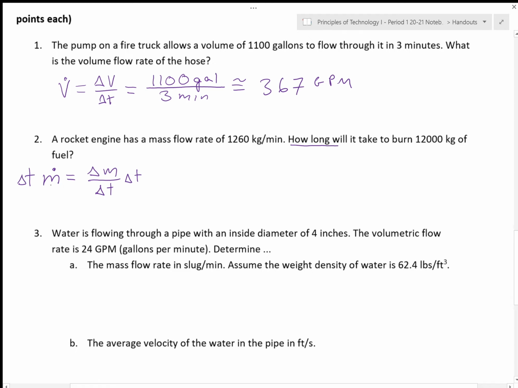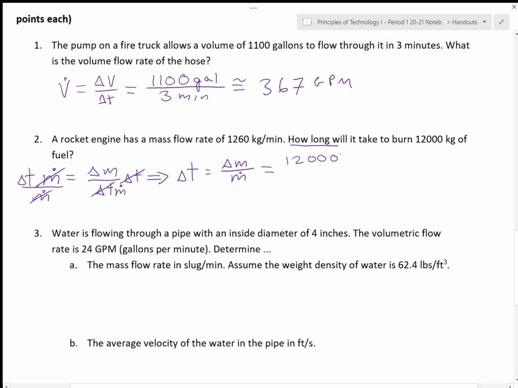We multiply both sides by delta t, and we divide both sides by the mass flow rate. On the left-hand side, the mass flow rates cancel out. On the right-hand side, the delta t's cancel out, and we end up with change in time is equal to the change in mass divided by the mass flow rate.